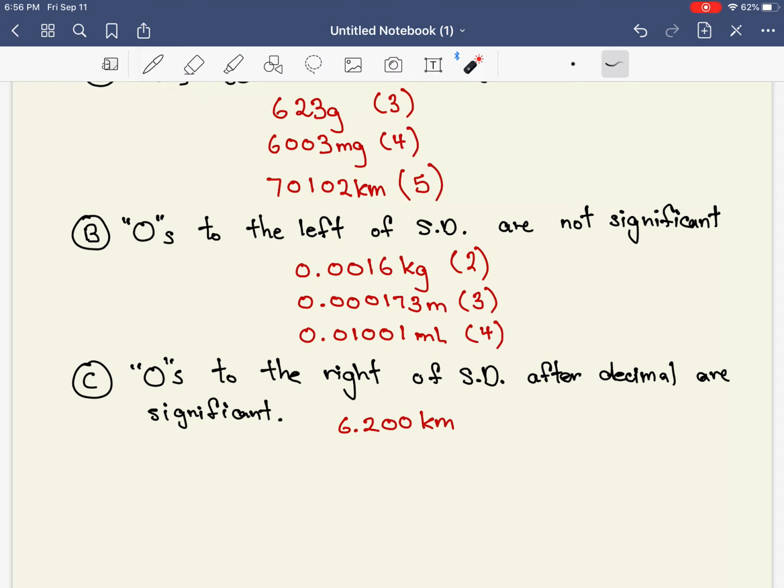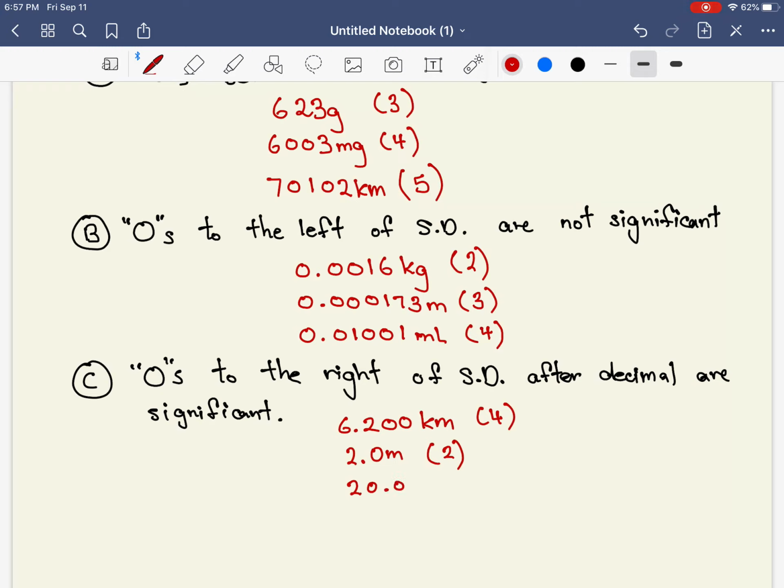So this is what I meant by zeros to the right of significant digits. Okay? And they're after the decimal. It has to be after the decimal. I'll show you a situation where if it's not, what are you going to do? So in this case, the answer is 4 because all those zeros will count. Just like this one, 2.0 meter. This is going to be 2 because that 0 will count. It's to the right of the decimal and they're significant.